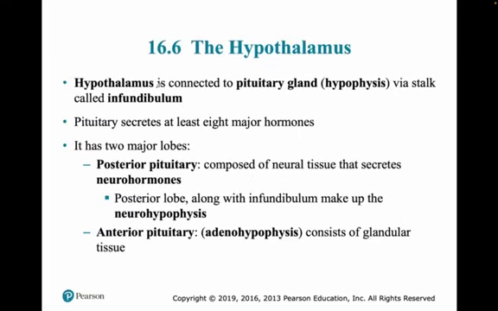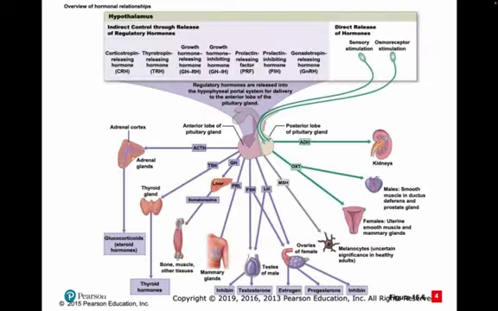So, the hypothalamus is a part of our brain that is connected to the pituitary gland, also called the hypophysis, by a stalk called the infundibulum. So here is the hypothalamus, which is in the brain. Now here is our infundibulum that is connecting the hypothalamus. Infundibulum is just the stalk connecting to the pituitary gland. And the pituitary is divided into two. One is the anterior pituitary, one is the posterior pituitary. The pituitary secretes at least 8 hormones, and 2 of them come from the posterior, the rest come from the anterior.